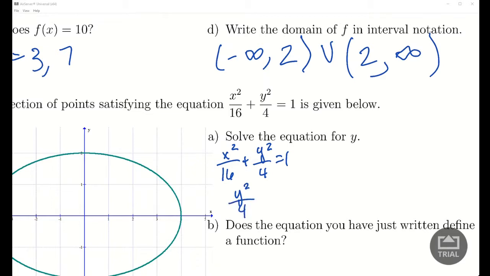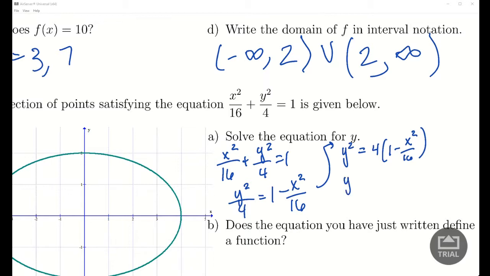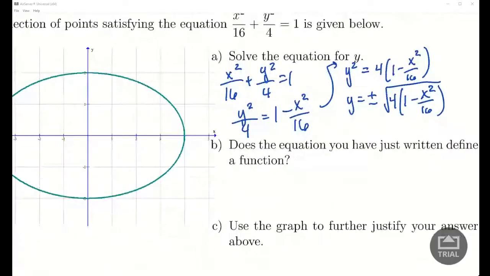So I'm going to subtract that x term from both sides. And then I'm going to multiply by 4 on both sides. So I get y squared equals 4 times 1 minus x squared over 16. And then what I would do is a square root. When you take a square root, you have to include a plus or minus. You could do this differently. You could distribute that, and there's just no need at this point. So there we have solved for y.